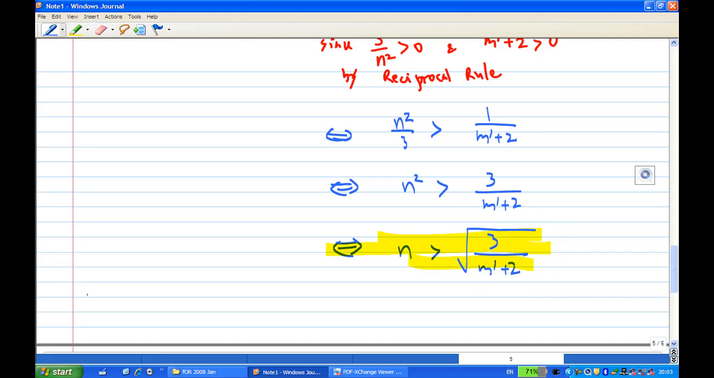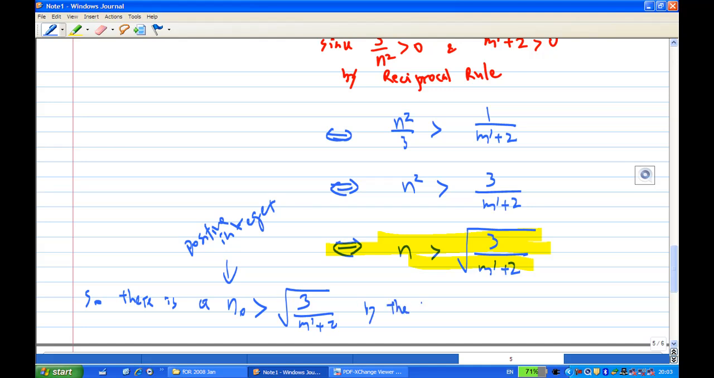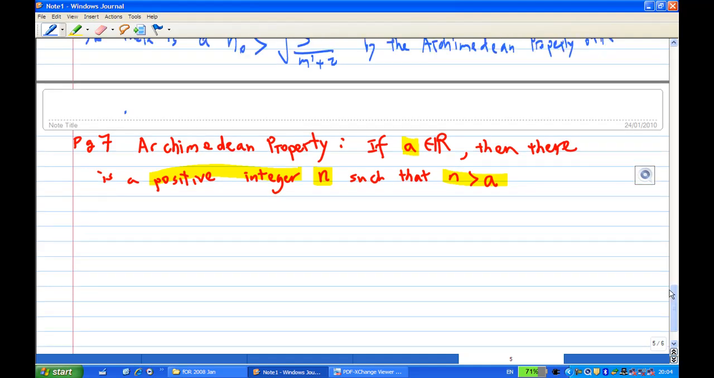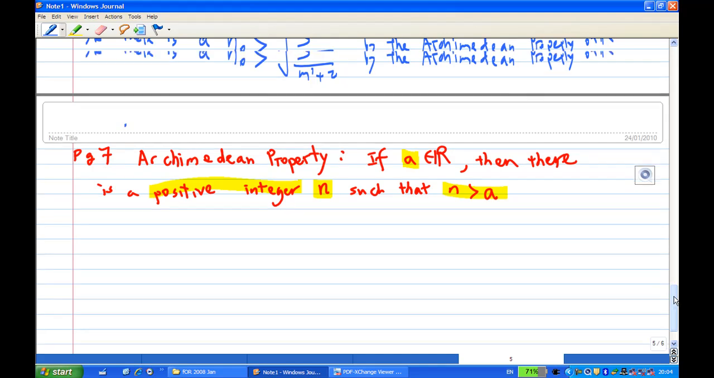So there is a positive integer n0 greater than the square root of 3 over m prime plus 2 by the Archimedean property of real numbers, which says that for every number a, I can always find a positive integer n greater than a.